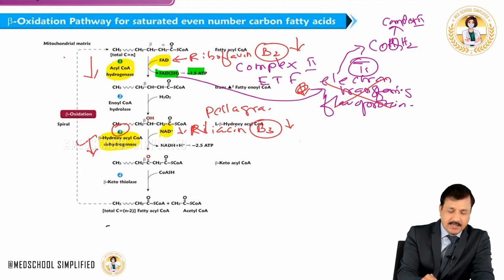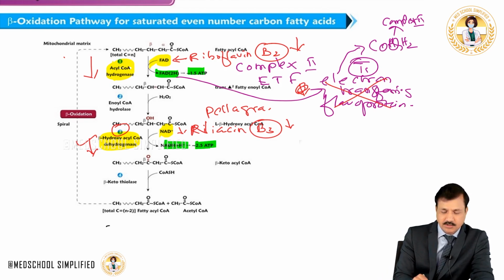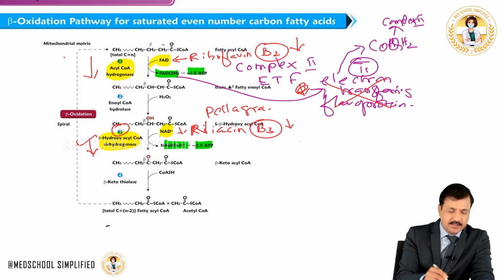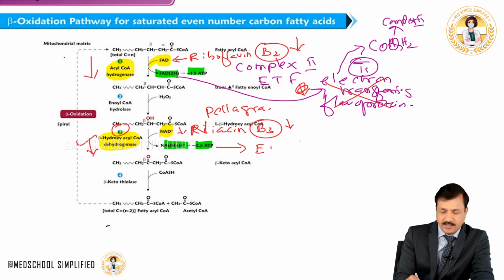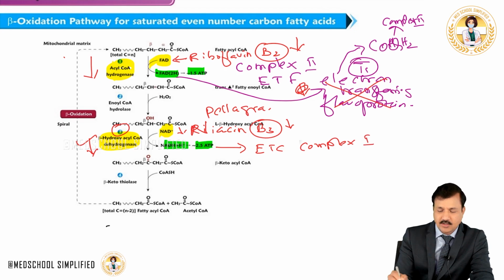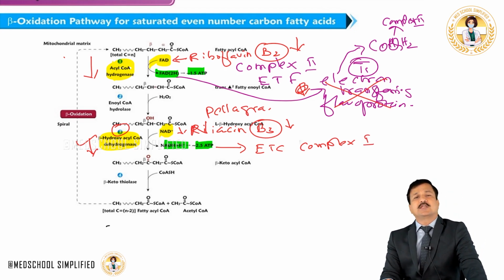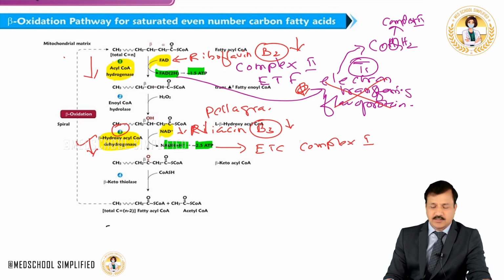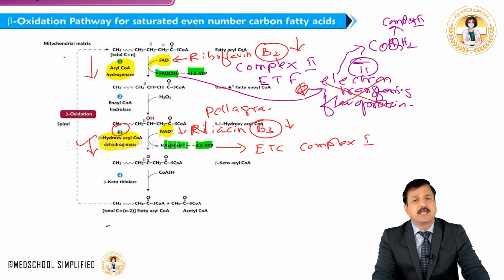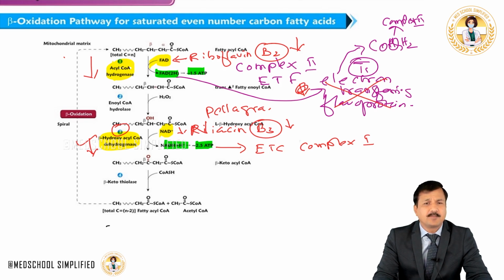And then the NADH plus H+ that is made here is worth 2.5 ATP if it enters the electron transport chain. Where does it enter the electron transport chain? It enters complex 1 of the electron transport chain. So if there is any inhibitor working on complex 1 of the electron transport chain, that will affect the third reaction in beta oxidation of fatty acid. So this is how we can apply some of the clinical aspects to the beta oxidation of fatty acid reactions.